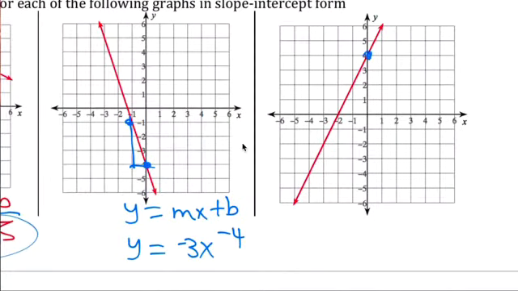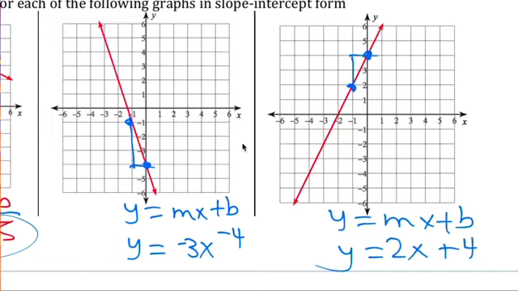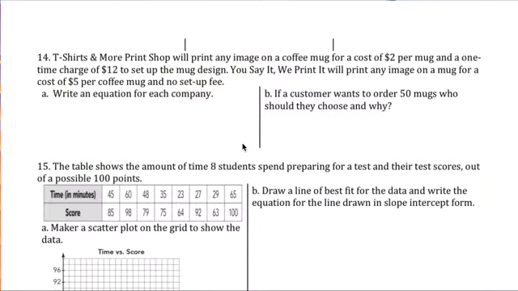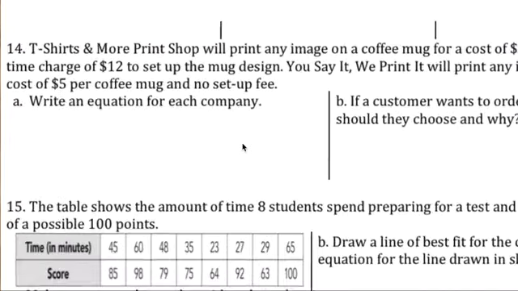Same, the y-intercept is 4. Y equals mx plus b. 4 is the y-intercept, and it is going up 2 over 1. So slope is 2x, and that's the equation of that line. Okay, write the equation of both companies. I hope you guys know how to do that one.